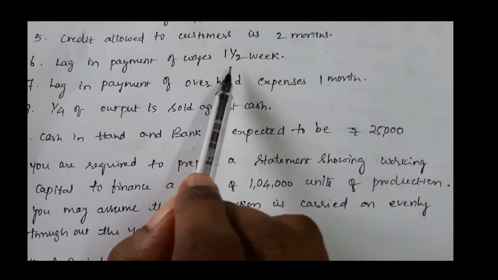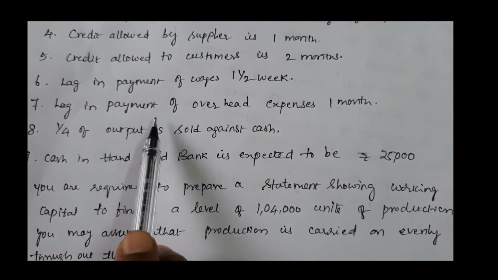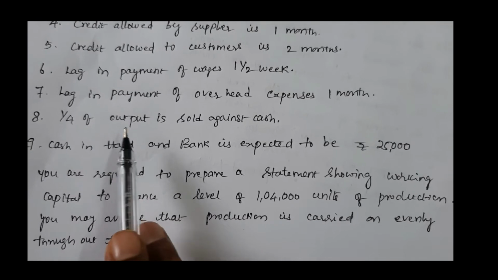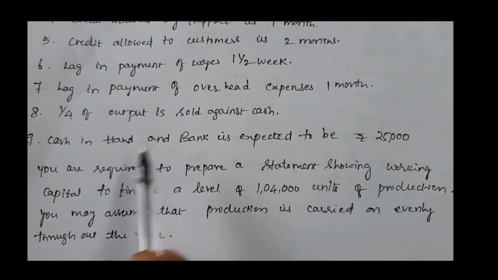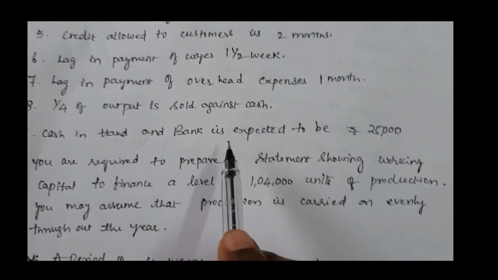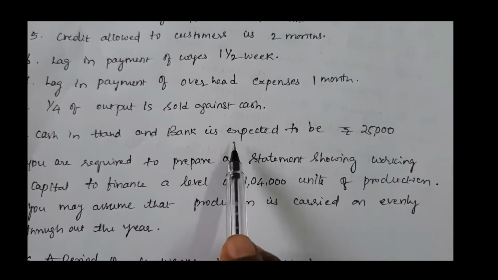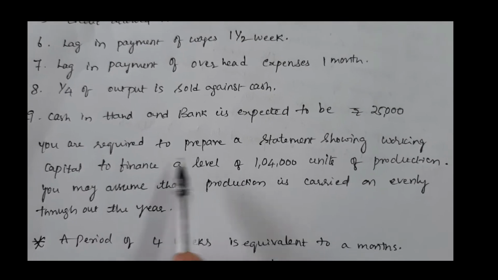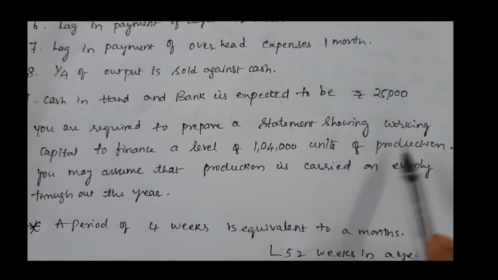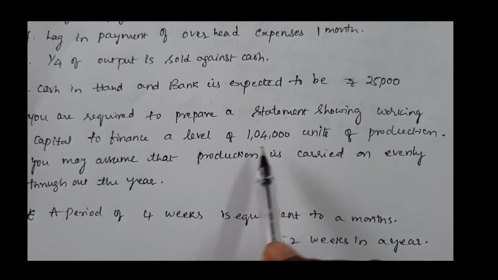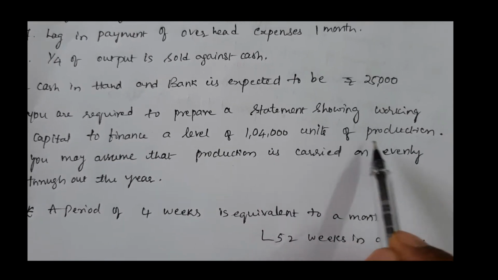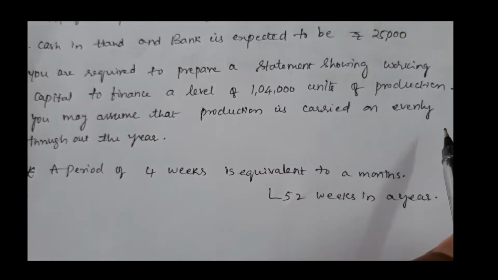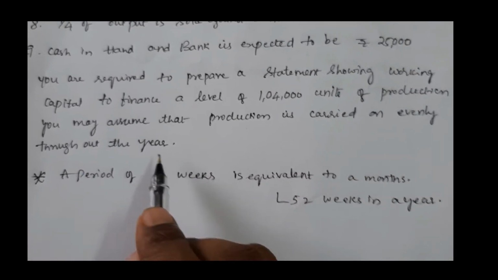Lag in payment of wages 1.5 week. Lag in payment of overhead expenses 1 month. Half of output is sold against cash. Cash in hand and bank is expected to be rupees 25,000. You are required to prepare a statement showing working capital to finance a level of 1,04,000 units of production. You may assume that production is carried out evenly throughout the year.